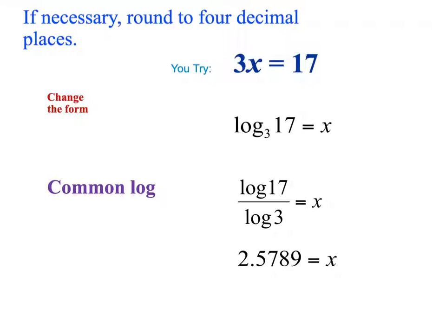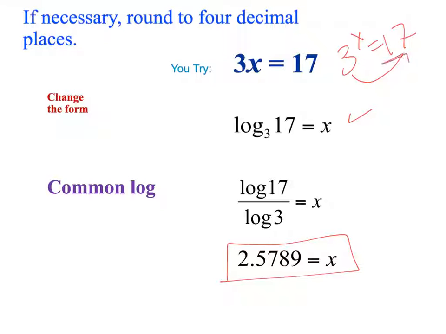And you tried the problem, and this is what you got. So step 1 was to rewrite it as a log. So it was 3 to the x equals 17. So that's log base 3 of 17 equals x.